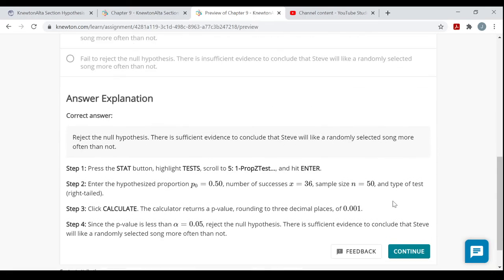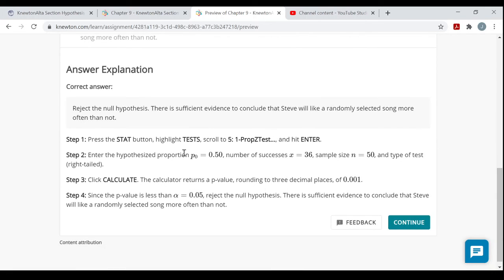Wonderful. And again, please read the answer explanations. All right, and hopefully watching me do this on the calculator or looking at the more instruction, hopefully all that stuff helps you out when you're doing these problems on your own.